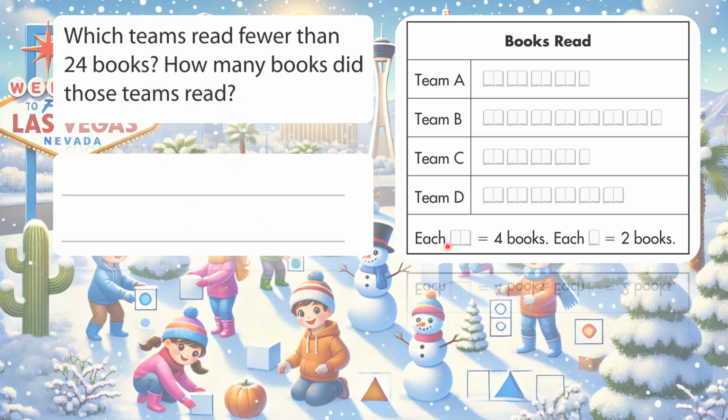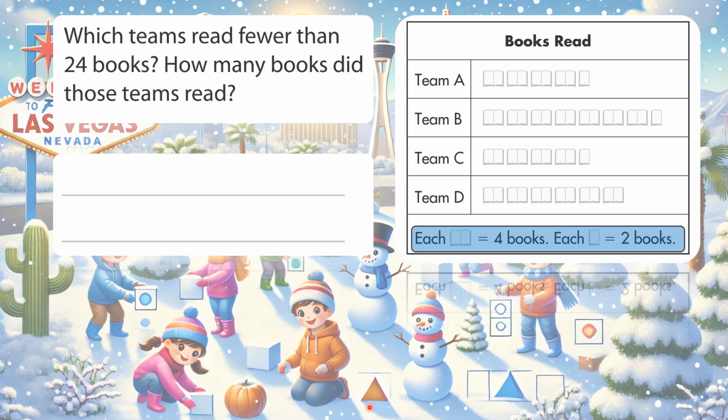All right, go ahead and show me your work, but we need to figure out which teams read fewer than 24 books. Well, let's first take a look at our key. Our key tells us what each symbol in a picture graph means. So an entire book symbol equals 4 books, and a half of a book, or one of those little parts of a book there, equals 2 books. All right, I'm going to let you go ahead and figure this out. Go ahead and pause the video if you need a little more time to figure out which teams read fewer than 24 books and how many books those teams read.